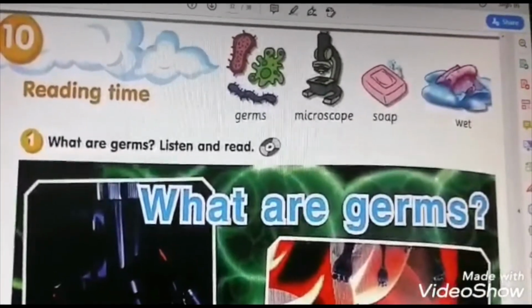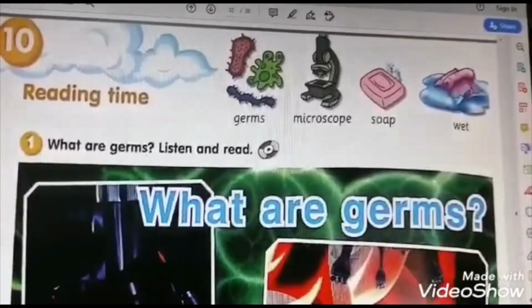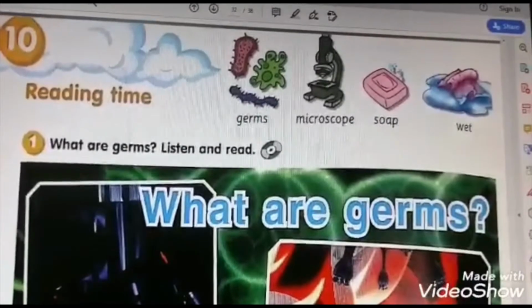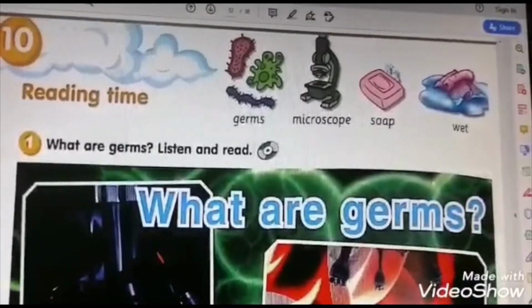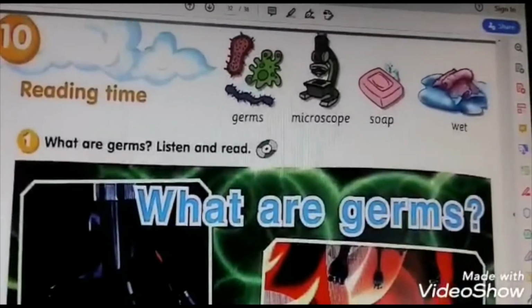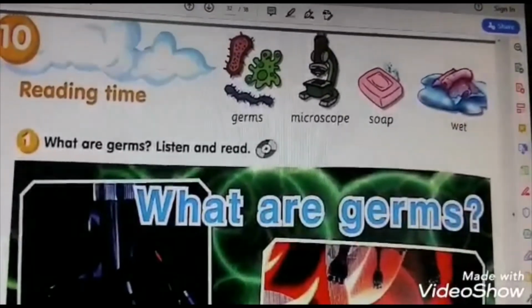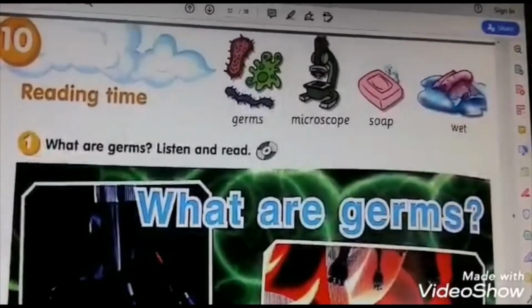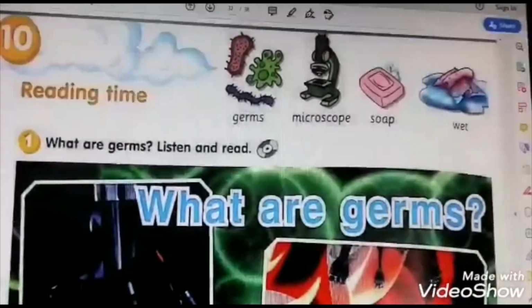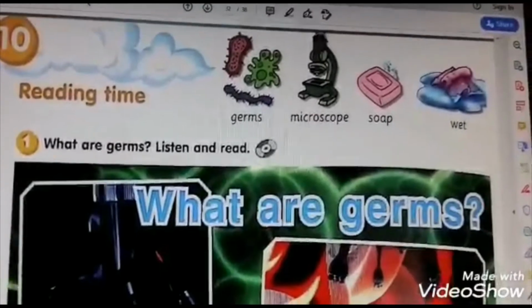Please open your student book to page 100. So it's reading time. Today we are going to learn about what are germs. So let's look at the vocabulary section. Read after me. Germs, microscope, soap, vet.